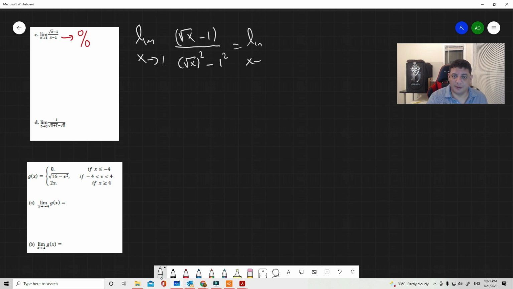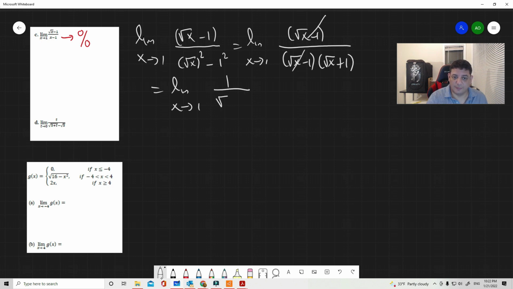So now this is the limit when x goes to 1 of square root of x minus 1 over square root of x minus 1 times square root of x plus 1. And so notice now I have the same term up and below, and I get to cancel that term, and I can just write this limit as the limit when x goes to 1 of 1 over square root of x plus 1. Now this is a continuous function, it has no issue below, and I can say, well, this is going to be just 1/2. And so that's the end for that particular limit.